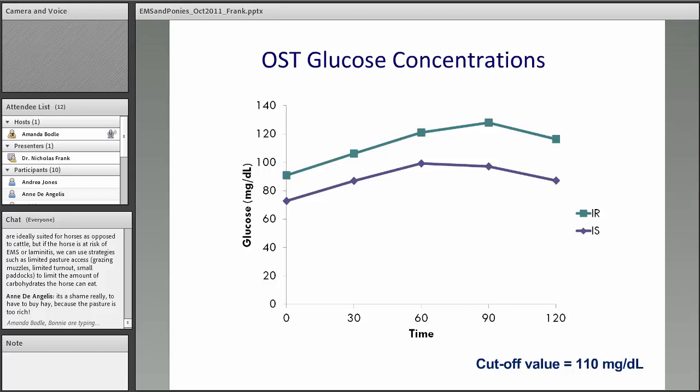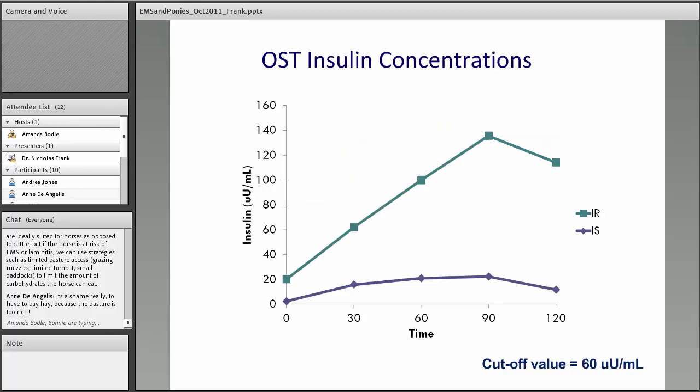And here are some results from a study that we did where we looked at the glucose concentrations at 30, 60, 90, and 120 minutes after receiving the Karo syrup. And the horses in green, denoted by IR, those are the insulin-resistant ones. The ones in a more purple color, those are the insulin-sensitive ones. And I think you can see that the insulin-resistant horses, in response to the syrup, are showing a higher increase in the glucose.